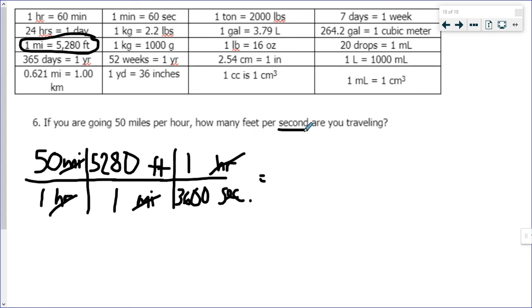So grab your calculator. 50 times 5,280 divided by, begin your parentheses, 1 times 1 times 3,600 in your parentheses, and hit equals. That's 73.3 repeating. So 73.3, and that's going to be feet per second.